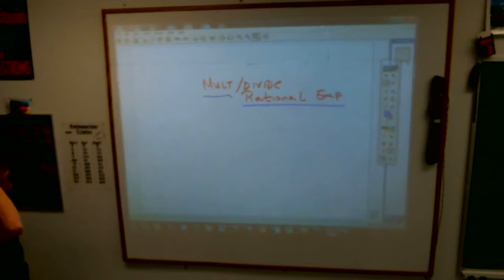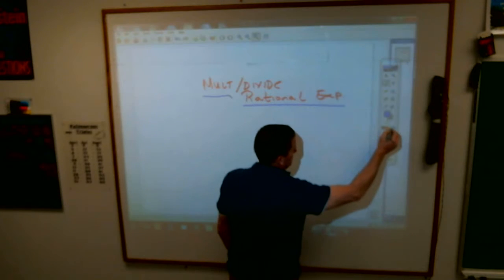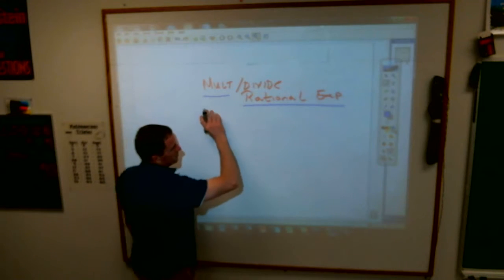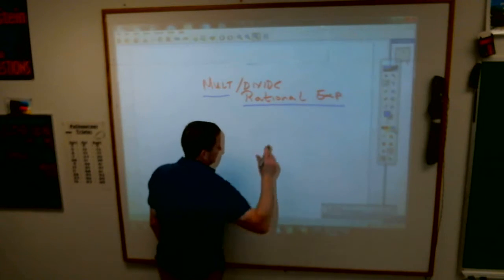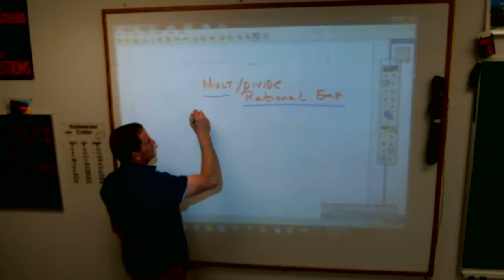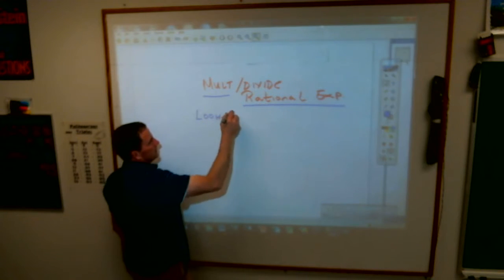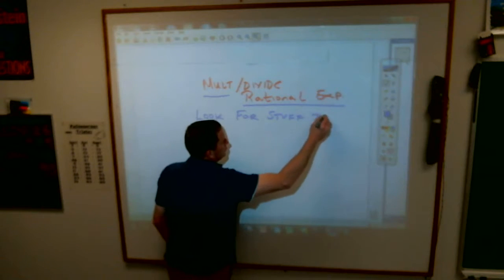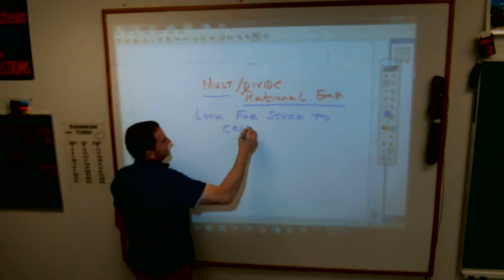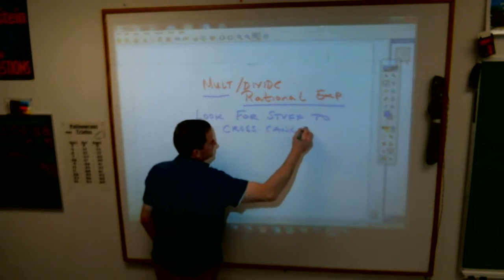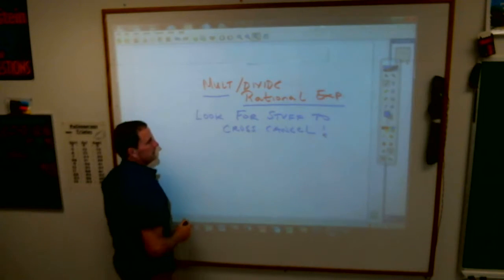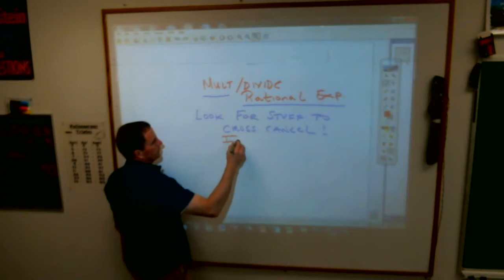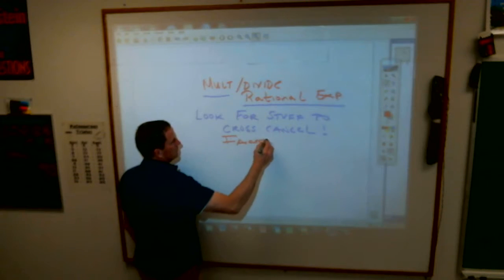Okay, the basic gist of this, ladies and gentlemen, to summarize this in not so many words, is when you multiply and divide rational expressions, which means nothing more than fractions, you are looking for stuff to cross cancel. Which means in order to do that, really the first step is what we've been working on so much lately, is to factor.